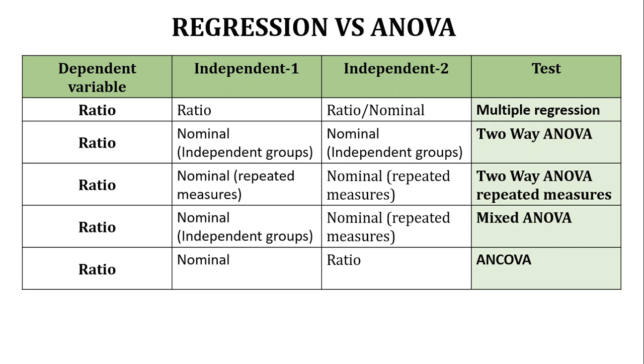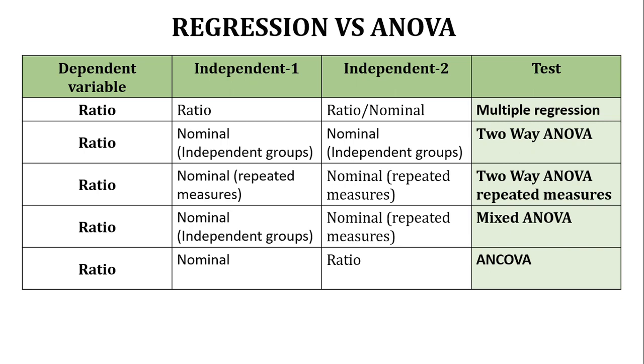When we have a dependent variable as a ratio scale variable, my first independent variable is ratio and the second independent variable is either ratio or nominal, then I should use multiple regression. If my dependent variable is ratio and the first independent variable is nominal, independent groups, and the second independent variable is also nominal, then I should use two-way ANOVA.